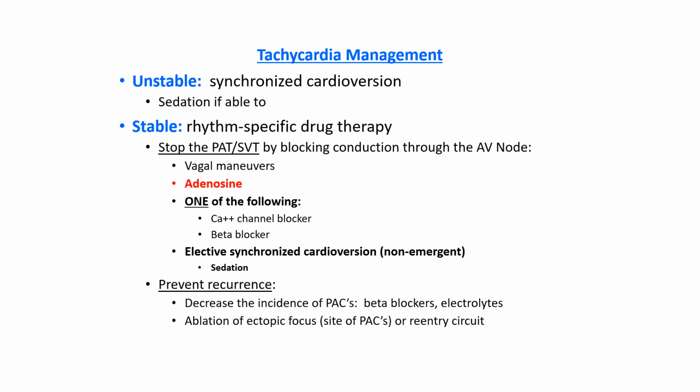So they'll go into the EP studies to find trigger sites that might be causing those ectopic pathways, and they will ablate them. Or if there's a reentry circuit, they'll try to do an ablation to stop those circuits.